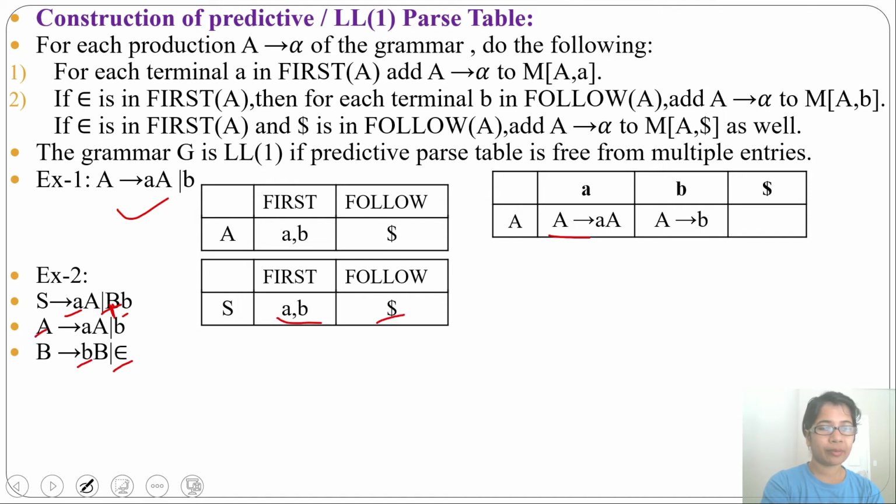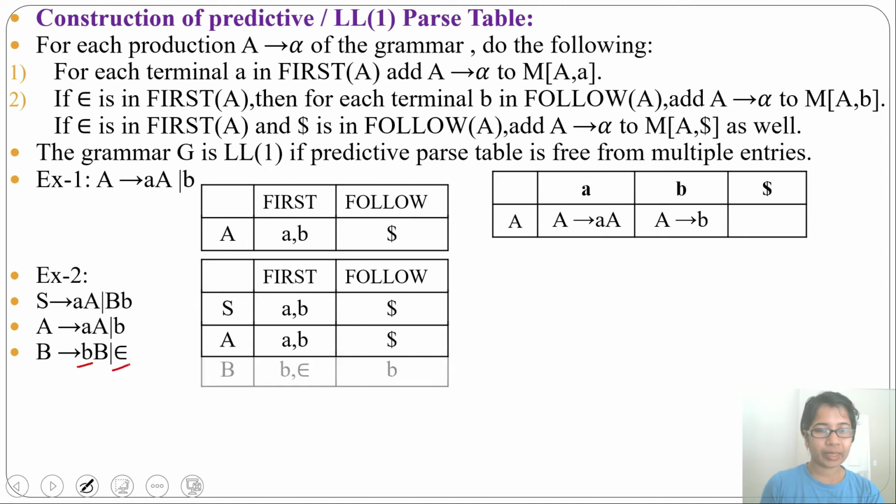Next find first of A. First of A will be a, b, and what will be follow of A? Follow of A will be follow of S due to this production, so it will be dollar. Next, what will be first of B? First of B will be b and epsilon. Just write down b and epsilon. And what will be follow of B? Follow of B will be terminal b. Here, after variable B, a terminal b is present. So follow of B will be terminal b.